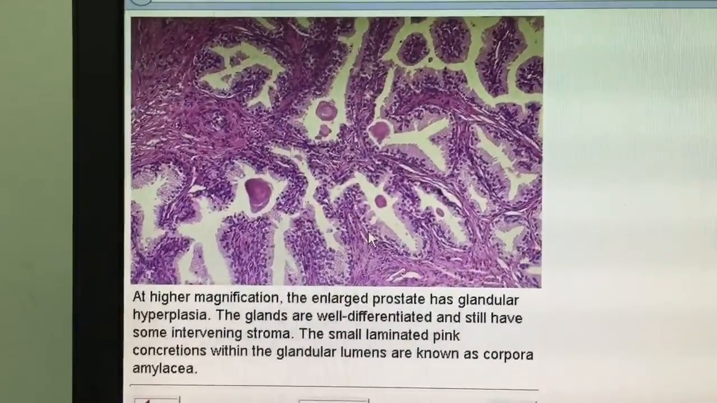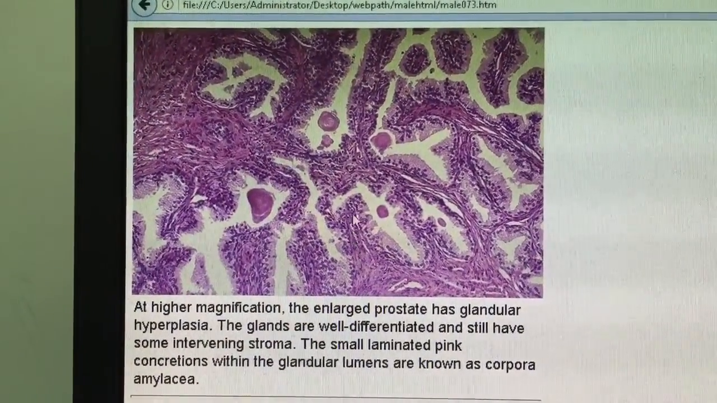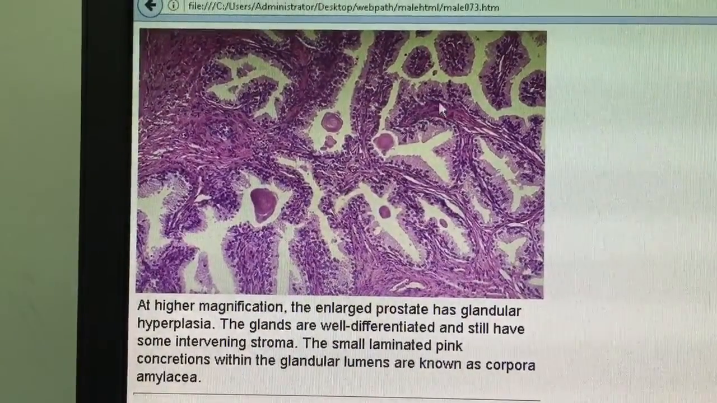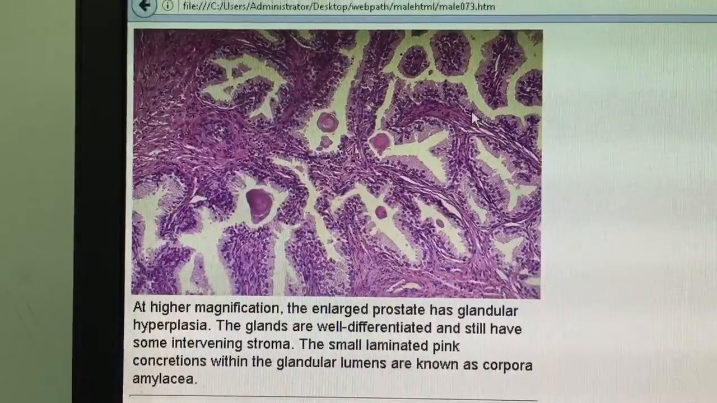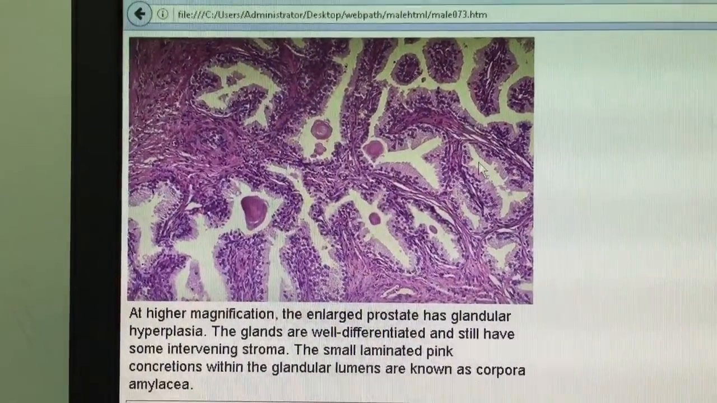So the serration within the lumen of the prostate gland also indicates benignity. This is a higher power view. This is the corpora amylacea, and here is serration of the epithelial surface. And on higher view, there is also the myoepithelial lining. So this is called nodular prostatic hyperplasia.